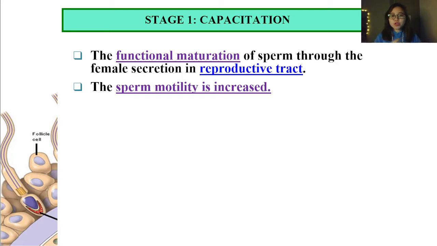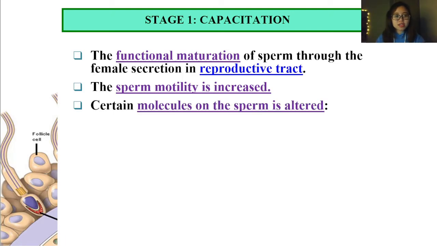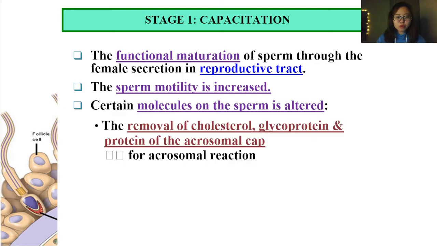At this stage also, the sperm motility will be increased. It's going to swim faster. And certain molecules on the sperm will be altered. Sesetengah molekul pada sperm akan berubah. Apa yang berubah? The molecules that are altered are cholesterol, glycoprotein, and the protein of the acrosomal cap. These will be removed. They are removed to prepare for acrosomal reaction in the next stage.